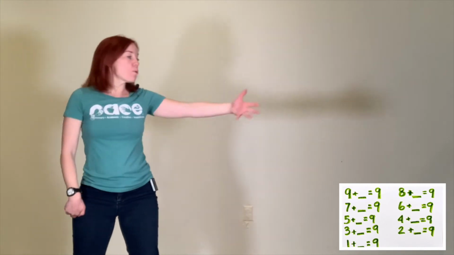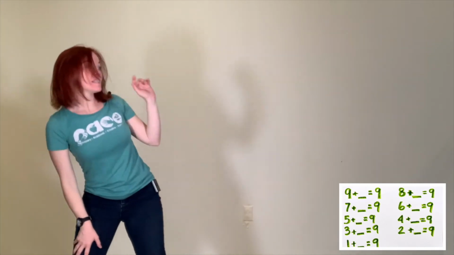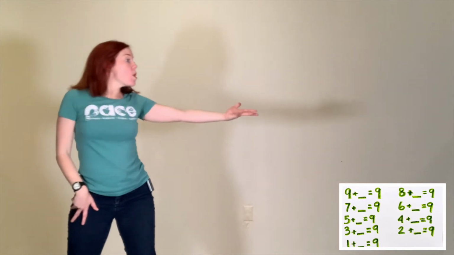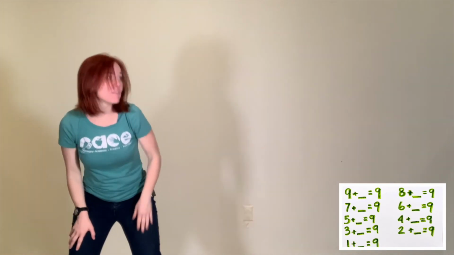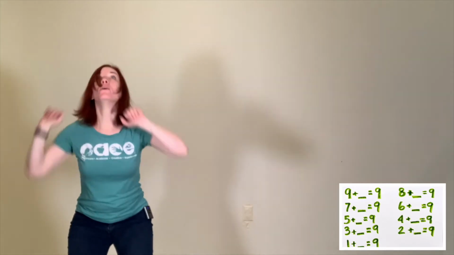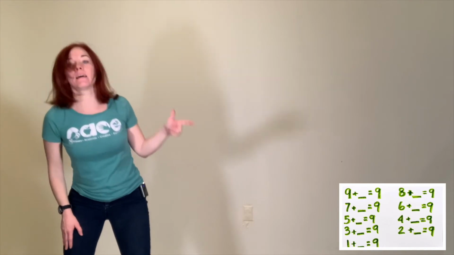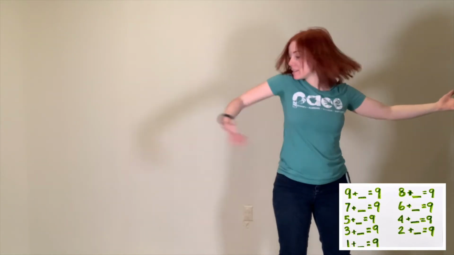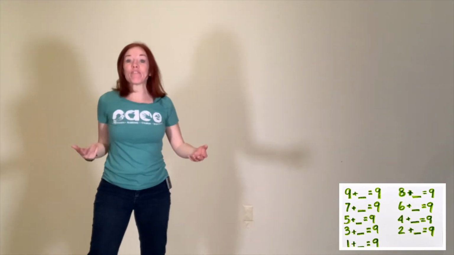Here we go. 1, 2, 3, 4, 5, 6 plus what equals 1, 2, 3, 4, 5, 6, 7, 8, 9. 1, 2, 3, 4, 5, 6 plus 1, 2, 3 equals 1, 2, 3, 4, 5, 6, 7, 8, 9. Aha. 5 plus what equals 9?